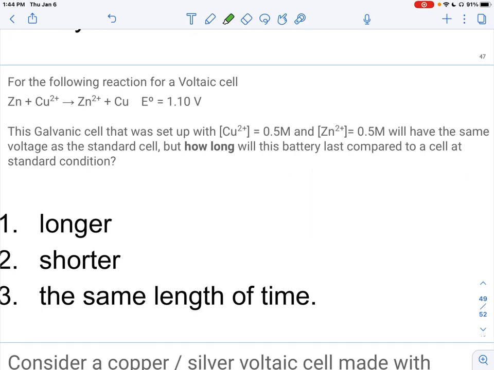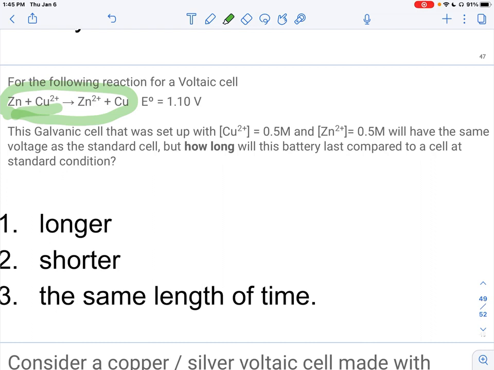This galvanic cell was set up with 0.5 and 0.5 will have the same voltage, but how long will this battery last compared to a cell at standard conditions? So it has the same voltage, but how long will it last? And this might seem very hard, but it's actually something that you could easily figure out. You have the knowledge already. What this is saying is that in this reaction, we're going to have less stuff.